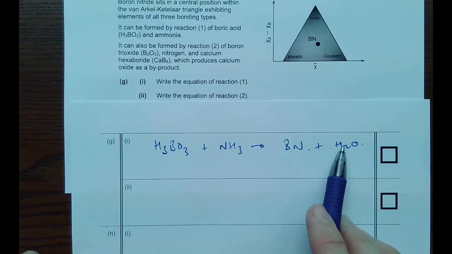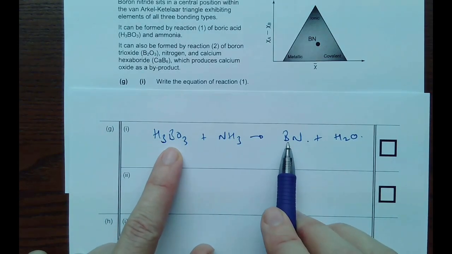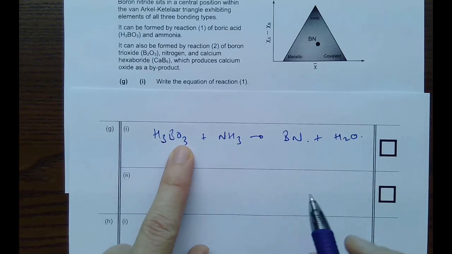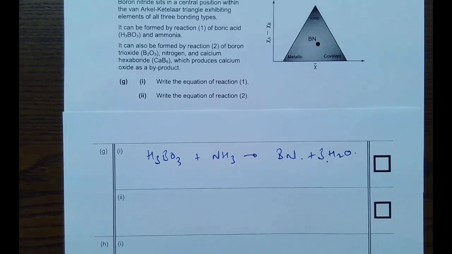And a neutralization reaction you should expect to make water. And then I just go ahead and balance it. I've got my boron, I've got my nitrogen, and then I've got 6 hydrogens and 3 oxygens, which is 3 waters. Easy enough. Okay. Second one, slightly more difficult.